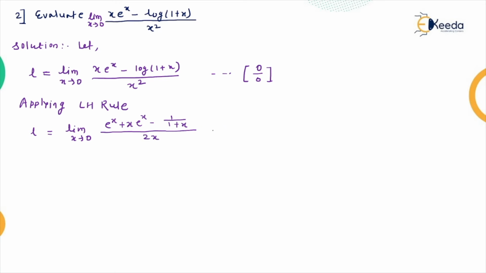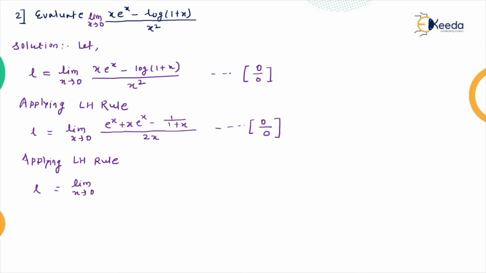Now guys, again you have to check, is it 0 by 0 form? I hope so. Is it also 0 by 0 form again? Means when we replace x as 0, again we get 0 by 0 form. So that's why again applying L'Hospital rule. Till you don't get the non-0 by 0 form, you have to just apply L'Hospital rule again and again. So again by LH rule, L is equal to, taking limit as x tends to 0.